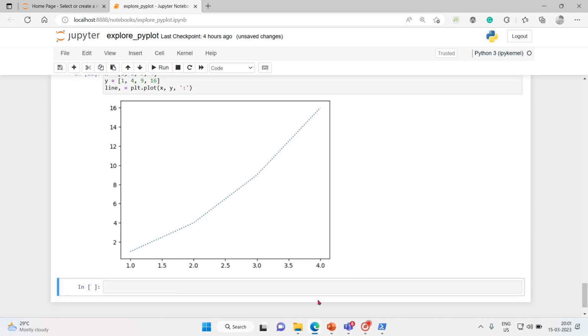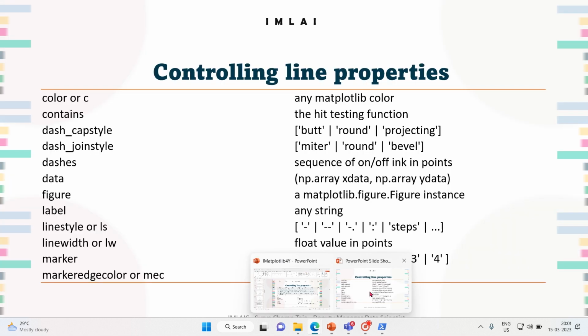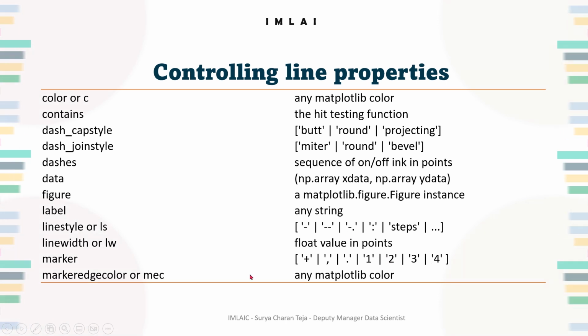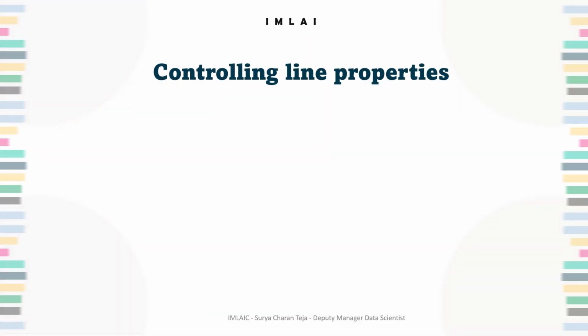Okay, so you can actually get the exact values, and you can use any of these methods to get different types of line styles. And we have line width, that anyway we have tried out. Then we have markers, these are the different types of markers. We used plus, comma, and dot, and 1, 2, 3, 4. So these are the different marker types. And any matplotlib color, and a few more we have here.